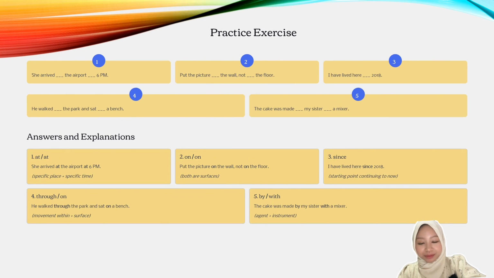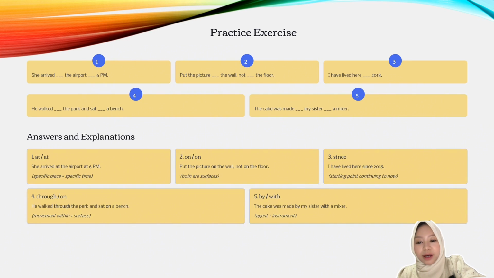Number 1, she arrived the airport 6 p.m. The correct answer is at the airport and at 6 p.m. We use at for a specific location, not a general area, and the airport is treated as a specific point of arrival. So we say at the airport, not in the airport. For time, we also use at because 6 p.m. is an exact time. So the correct sentence is she arrived at the airport at 6 p.m.